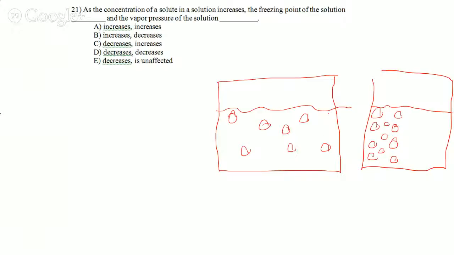So if we were to add more stuff in there for it to interact with, those particles are going to have a harder time becoming more organized, because you have this stuff in the way that's messing it up, keeping it messy. So in order to get this organized, you got to get lower. As you dissolve stuff, the freezing point goes down. And just like I mentioned in the last problem, the vapor pressure would also go down. So 21 should be choice D. They both decrease.